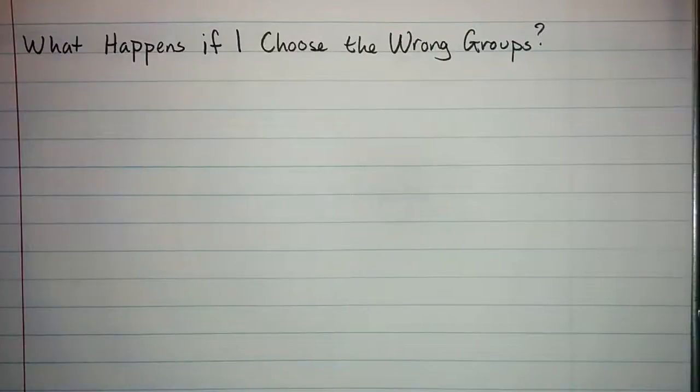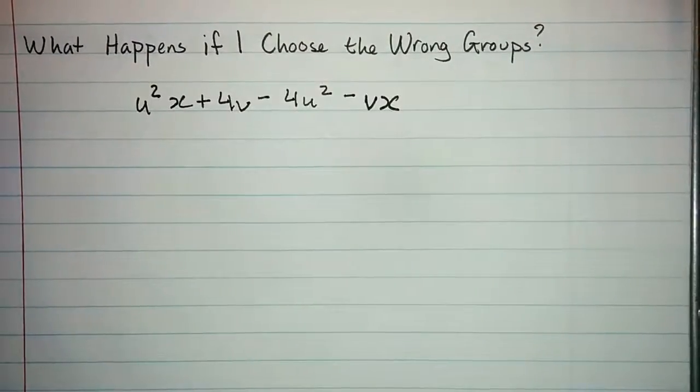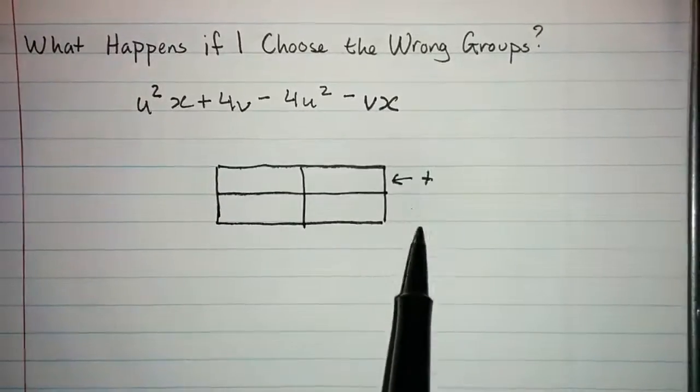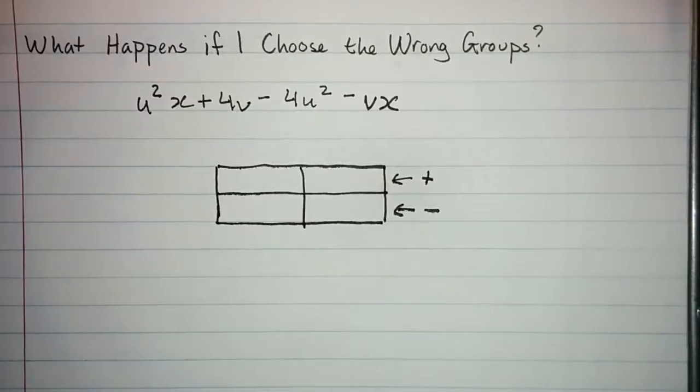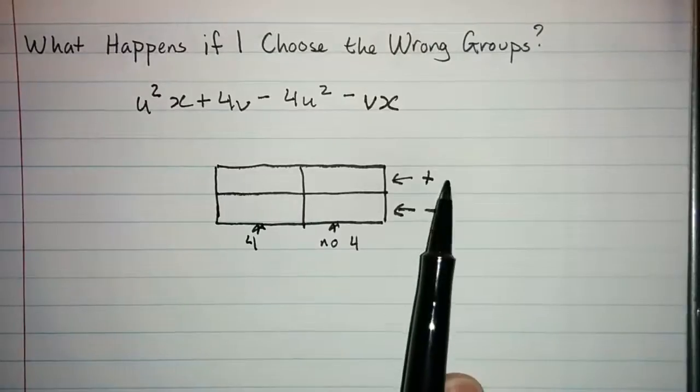In the last video I mentioned that it's possible to choose the wrong groups. Let's see a situation where that has happened. Let's suppose we're trying to factor the polynomial u squared x plus 4v minus 4u squared minus vx. And looking at this and thinking about what these things have in common, let's suppose I decided to make my groups based on positive terms and negative terms, 4 or no 4, right?